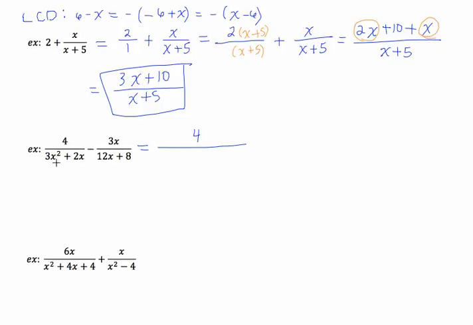Okay, so 3x squared plus 2x. We can take an x out and we'd be left with 3x plus 2. Now the second fraction, between 12x and 8 we can take out a 4, so we're left with 3x plus 2.